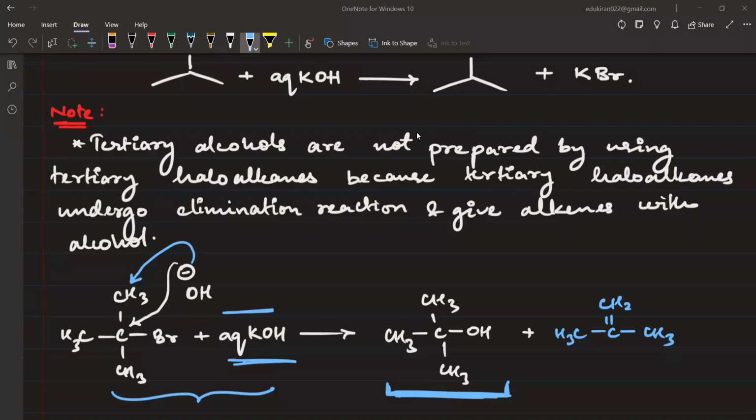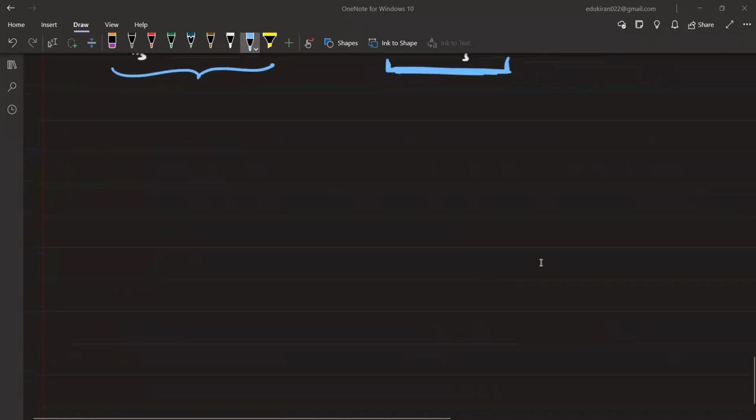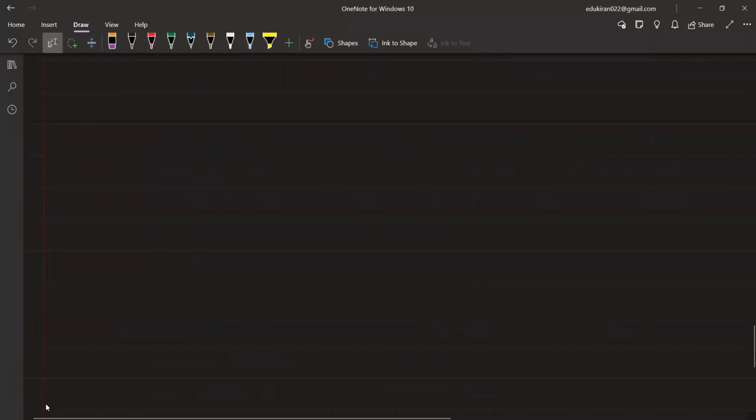Fine. Now they can ask you one direct question, which is written in your notes: why are tertiary alcohols not prepared using tertiary haloalkane? This one question can be asked, so you will be writing the answer here, as it is, whatever is written here. Okay. Now moving on, the next method of preparation is by reduction of aldehyde and ketones.